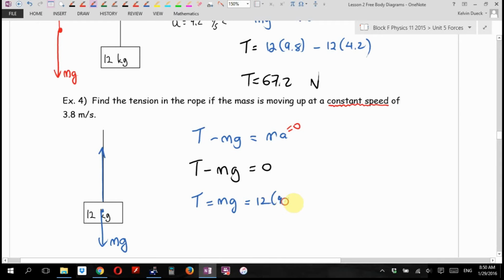12 times 9.8. 12 times 10 would be 120. So it's going to be 120, take away 2.4. It's going to be 117.6. Double check me. Whew, I was a little worried. I was in a slump here. I had to get my 117.6. You know what? I'll just go to 4 sig figs, sure.